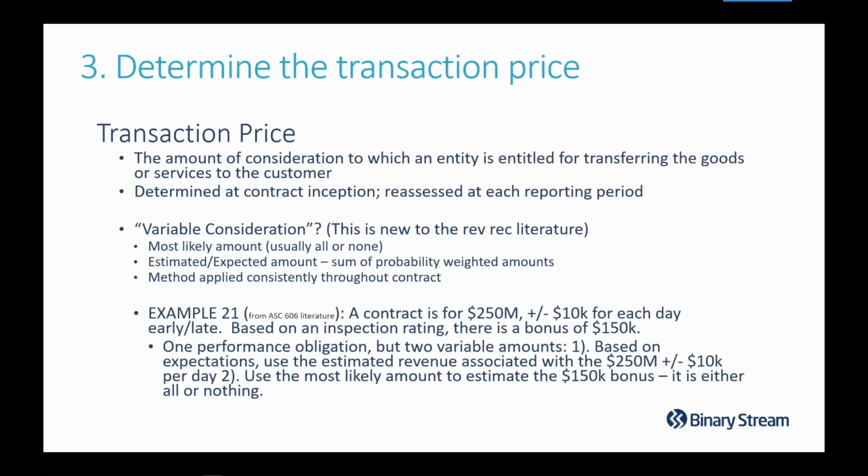What is the actual transaction price? Variable consideration. It's the most likely amount. And usually you'll say it's all or none. And the example we're going to look at is going to explain that. Maybe you have just a percentage, probabilities. And of course, you have to look at that.